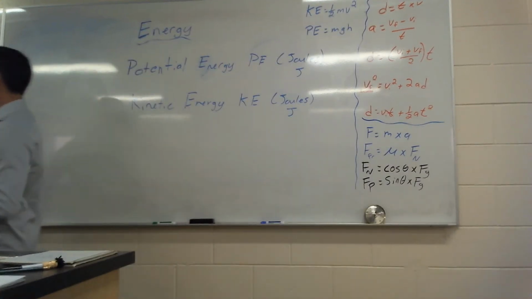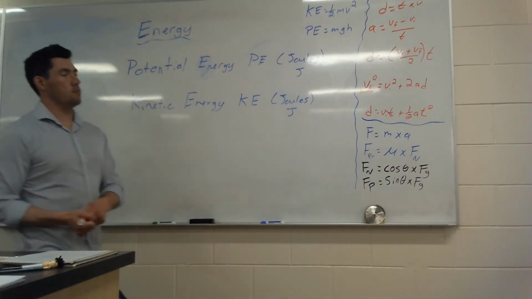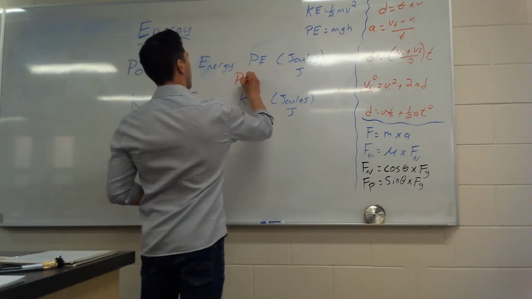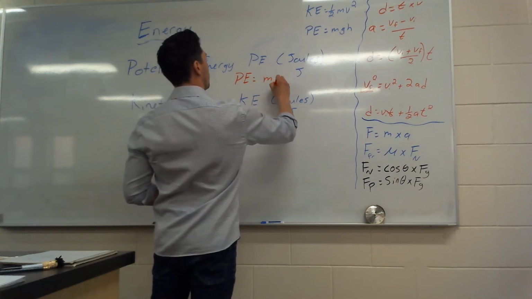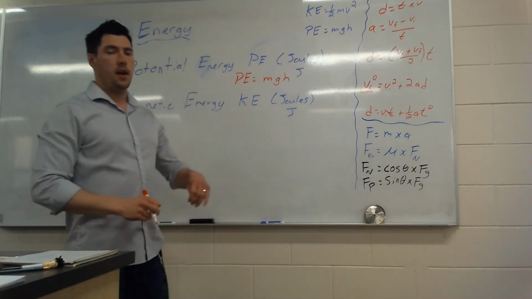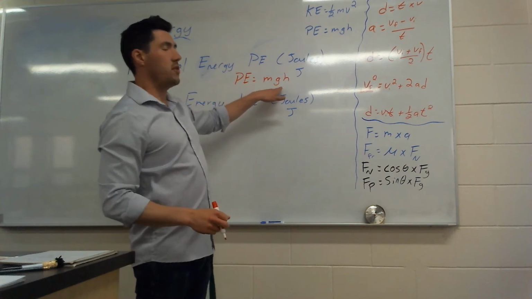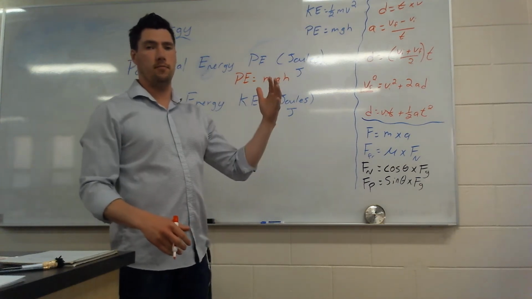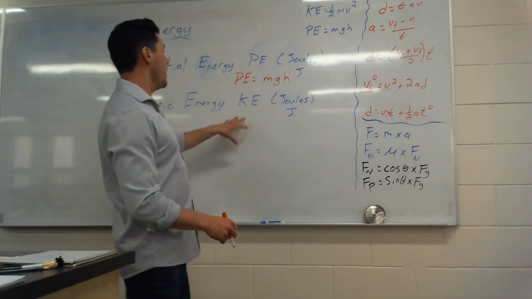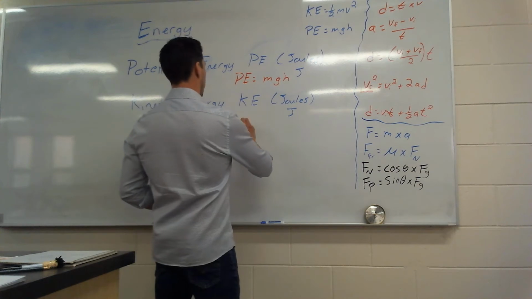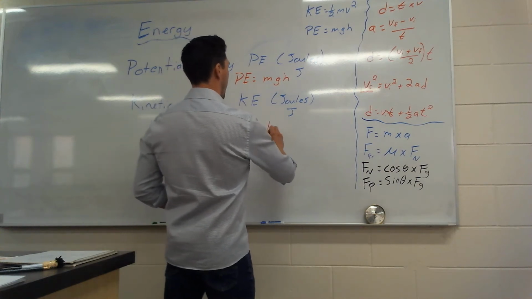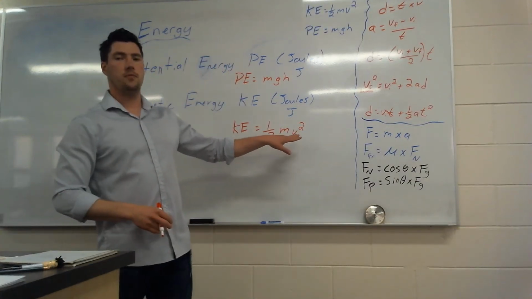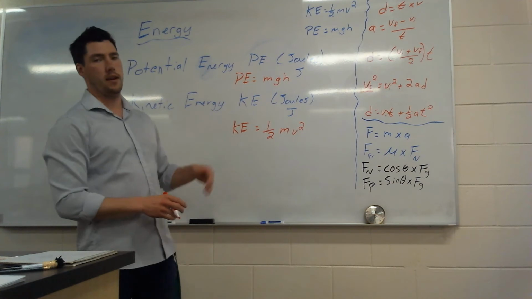I'm just going to get my red marker over here. For potential energy, PE equals mgh. What mg is, is mass times gravity, so 9.8, our acceleration of gravity, times our height, whatever height we're at. And that'll give us our potential energy. Kinetic energy is 1/2 mv squared. So 1/2 times mass times velocity squared. That'll give us our kinetic energy.